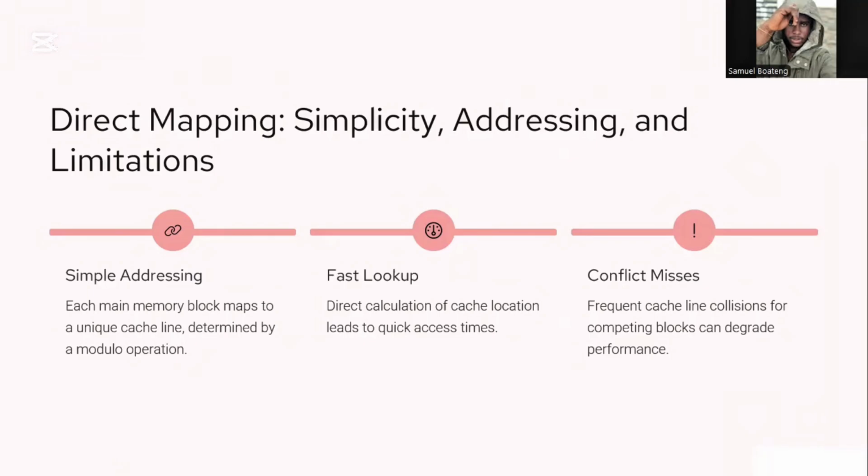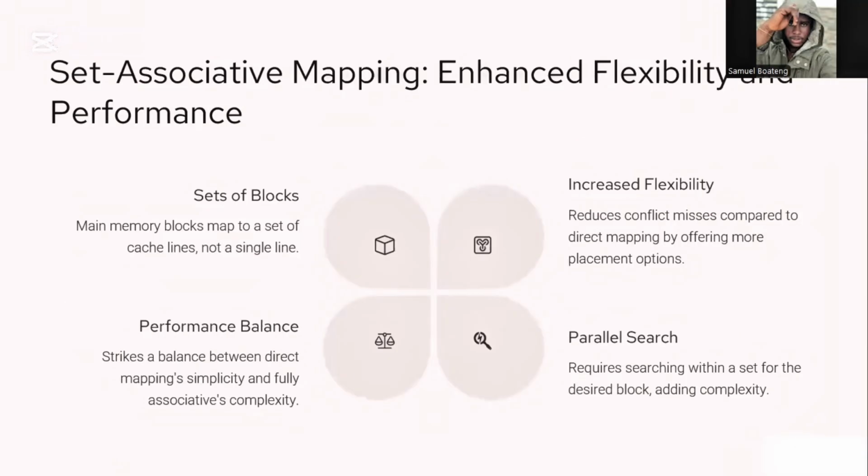Moving on to the next slide, talking of set associative mapping. The set associative mapping also allows a block to go into any line within a set, which reduces conflict and balances its performance. It is also more flexible than the direct mapping, but then it's slightly more complex due to the need for searching within the sets.